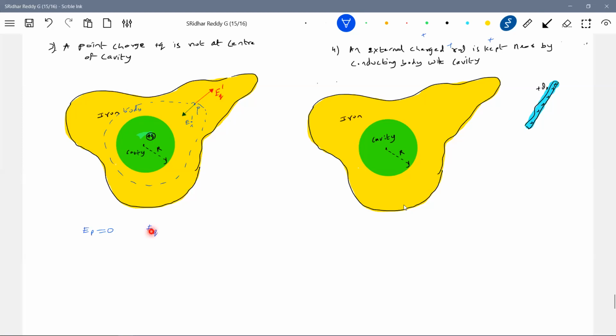Then what is the necessary condition? EQ dash should be equal to EI dash. Then for the field strength at point P, as the point charge Q is moved, it's not at the center of the cavity, no, the field strength at point P due to point charge Q will increase. So due to induced charge will increase. So for that purpose, this will induce more charge here. And here it will be less.